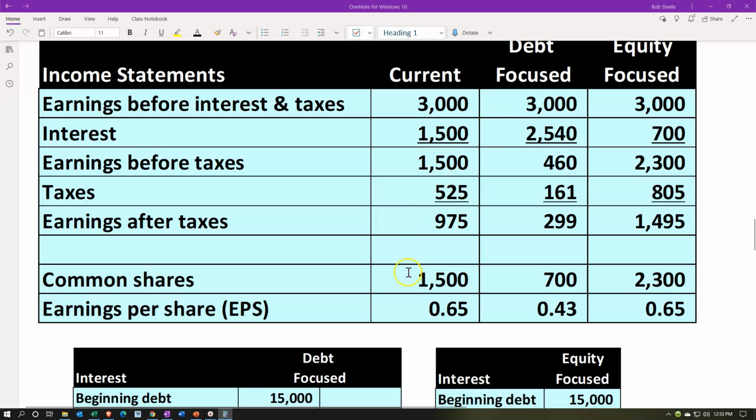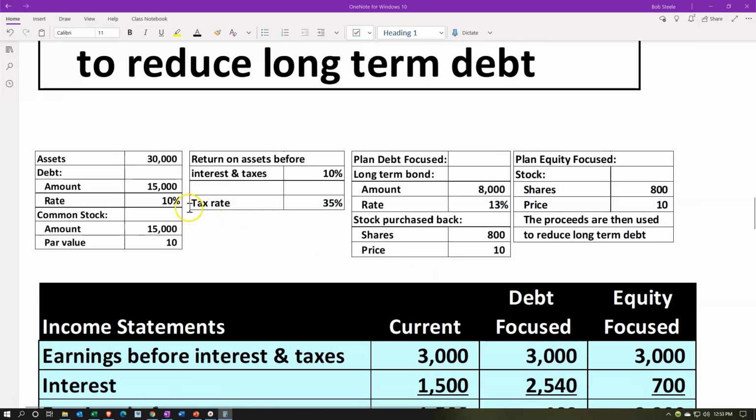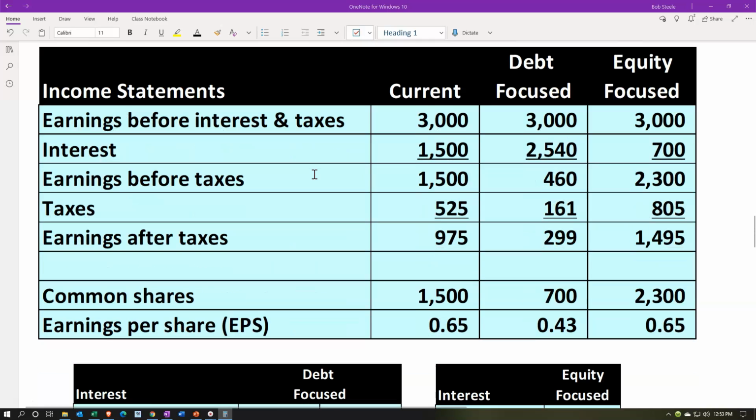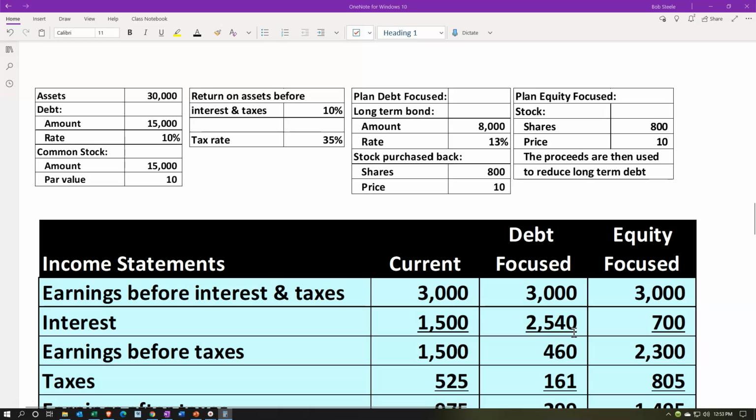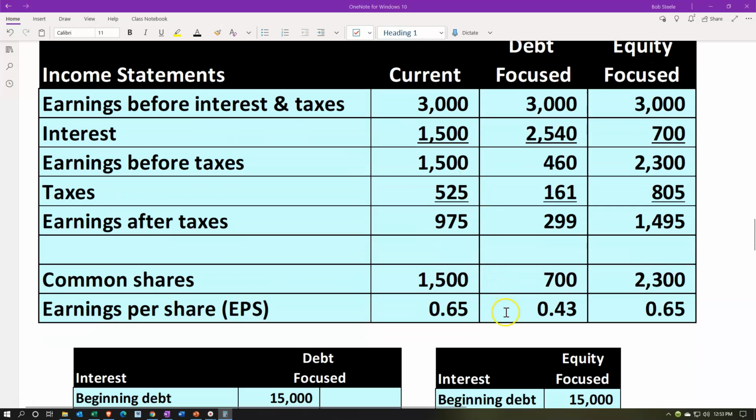Now you'll note that the current plan and the equity plan, although they have different earnings or net income amounts, have the same amount for the earnings per share. Why do they have the same amount for the earnings per share? Well, you'll note that the rate here for the assets is the same on the return on assets before interest and taxes. So we actually end up in the same place there. The debt-focused plan is going to be a little less. Why is it going to be a little less? Well, there's no change in the earnings, and we have a fairly high interest rate here. So we're looking at a worse scenario for the debt.